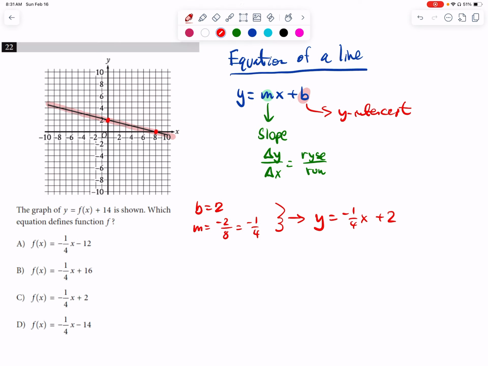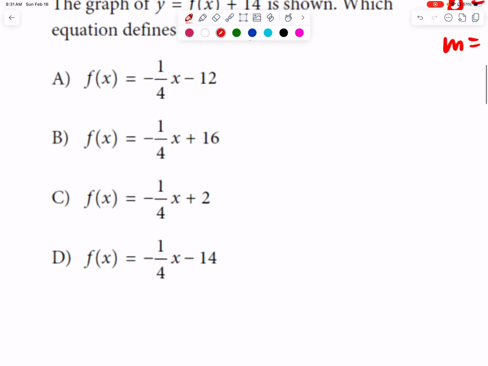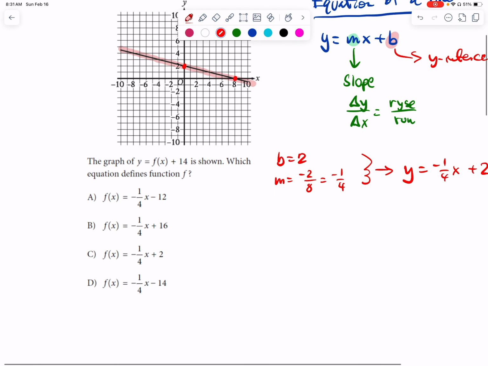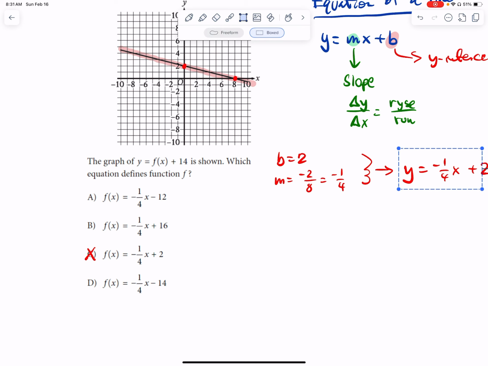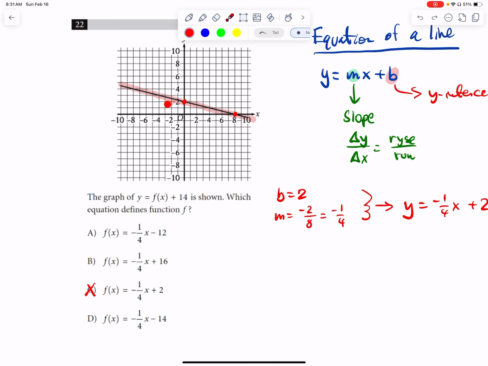So here's where answer choice C comes in, which is that exact equation. You can see f of x is equal to negative 1/4 x plus 2. However, that's not our answer. This is the one that we should actually mark out, because this is the equation of the line that's graphed. What we want to do is translate some other graph, f of x, in order to get this. And specifically, we're translating it up 14.